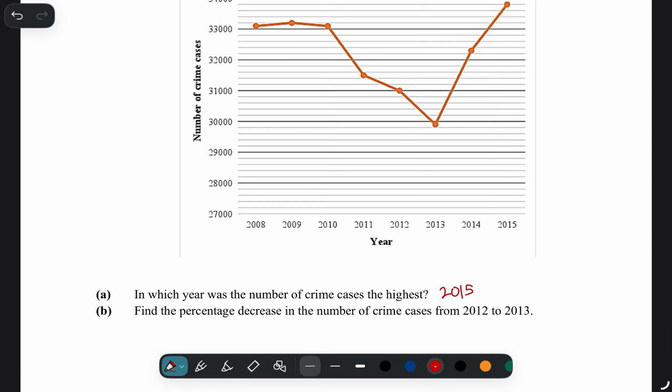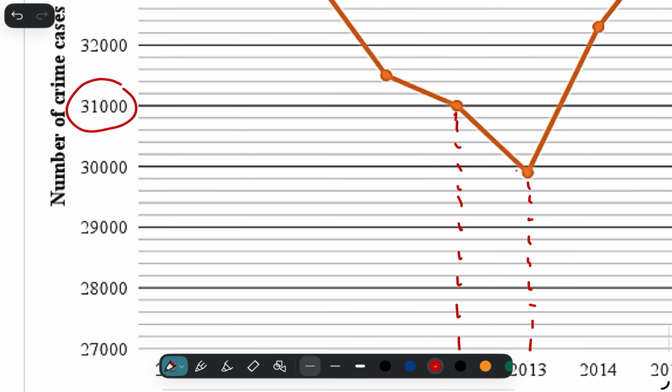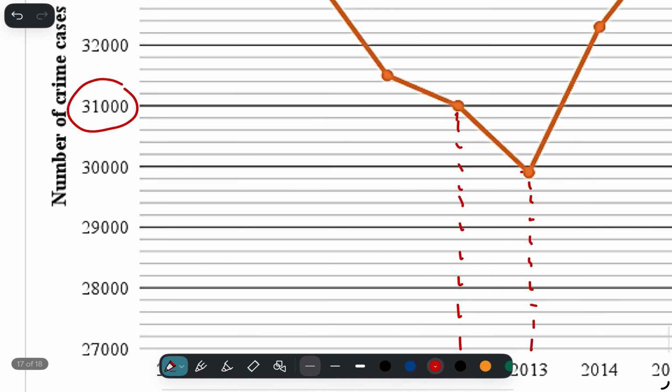Next part. Find the percentage decrease in the crime cases from 2012 to 2013. Analyze my graph. In 2012, I have 31,000 crime cases. For 2013, I read that the dot here is in between, actually over here. I will draw a dotted line to help you see. Actually the dot falls somewhere over here, and this number will be about 29,900, because each box is about 200.